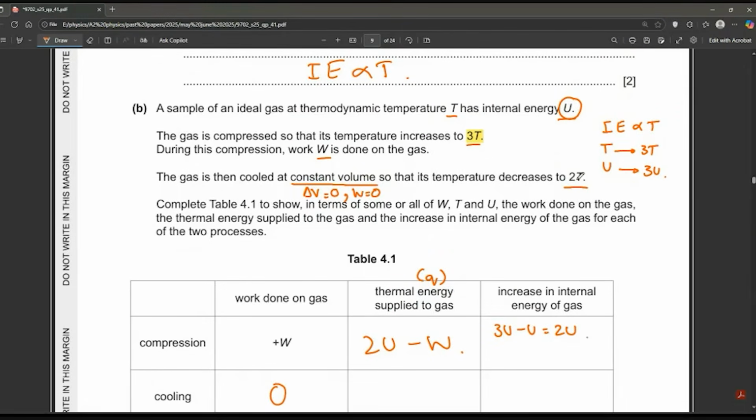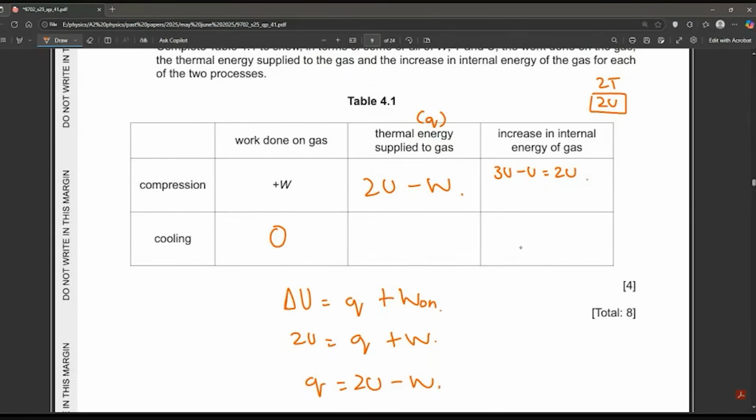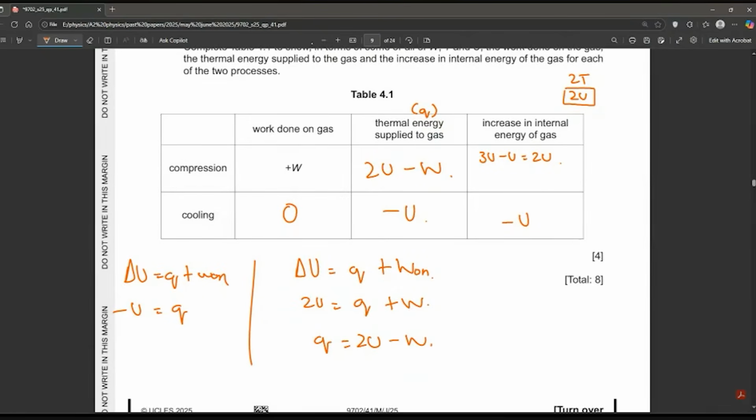So that its temperature decreases to 2T. If your temperature is decreasing to 2T, what will happen to your internal energy? Internal energy will also become 2U. Your initial internal energy was 3U, final internal energy is 2U. Can you calculate the change in internal energy? Negative U. Now again apply this formula. Change in internal energy is equal to Q plus work done on the gas. Change in internal energy is negative U. Work done is zero. Q comes out to be negative U as well. This is how you fill up the table.